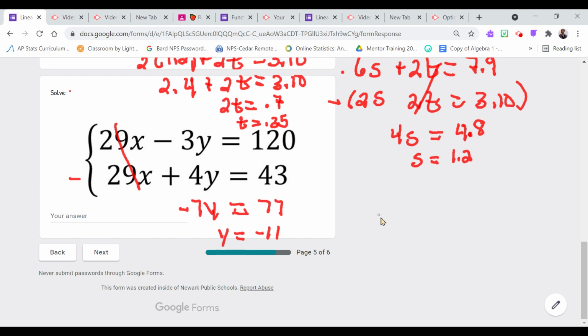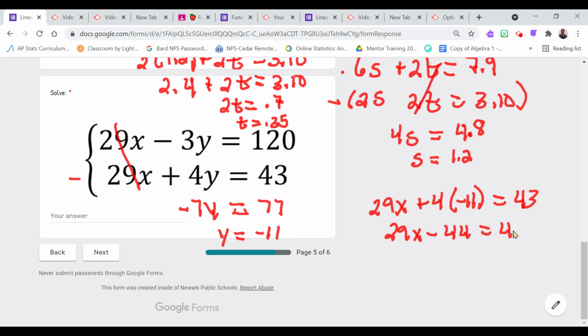So I'm just going to choose the bottom equation. You can choose the top one if you prefer that. So 29x plus 4 times negative 11 is equal to 43. Or I could expand that, 29x minus 44 is equal to 43. So I'm going to get x by itself, so I need to add 44 to both sides to get rid of that 44.